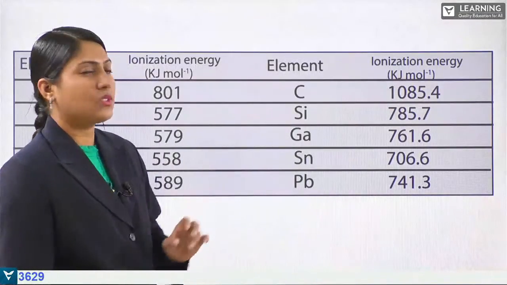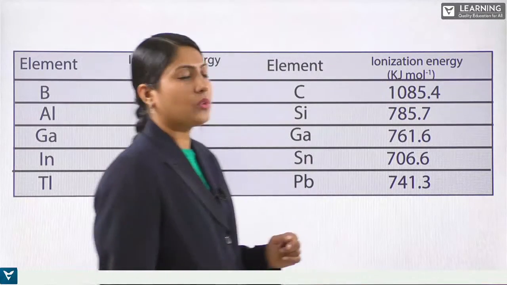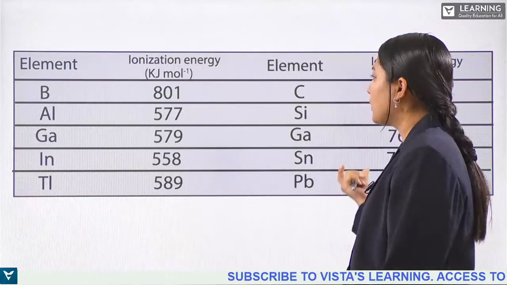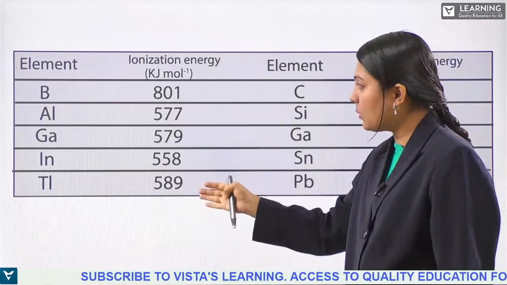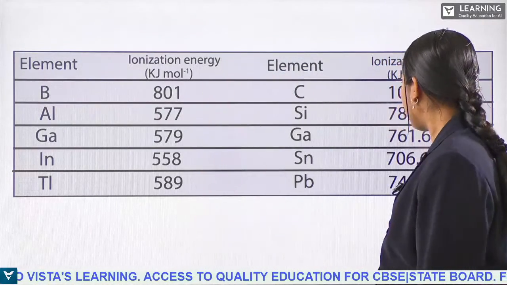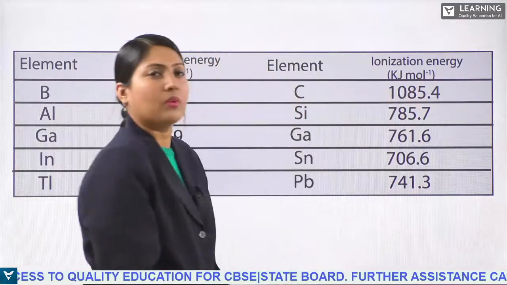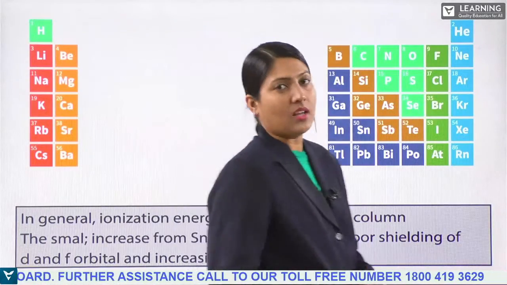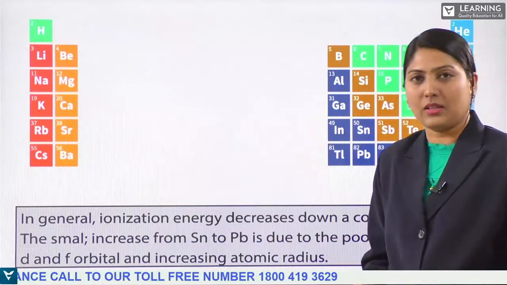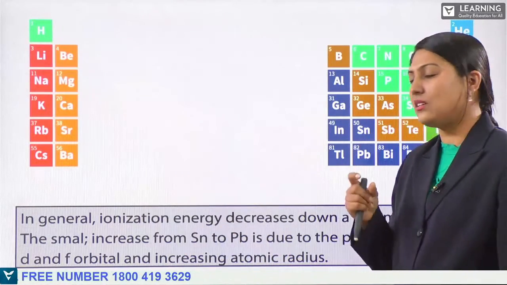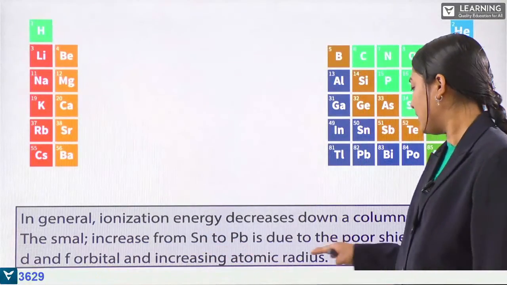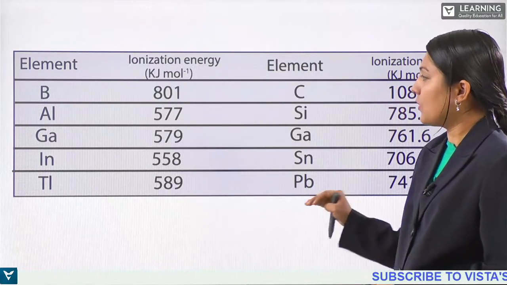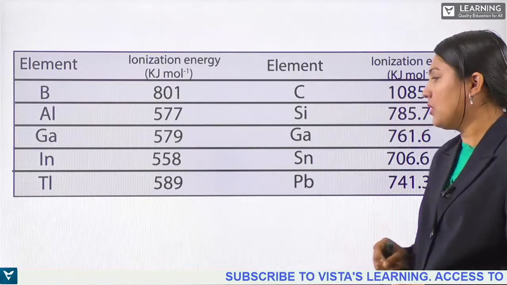And ionization energy, if you see here, for the 14th group element compared to that of the 13th group element, will be higher. But down the group, it decreases, and the same thing happens with the 14 group elements also. Down the group, ionization energy decreases. As we say in general, ionization energy decreases down a column, and the small increase from tin, or stannous, to plumbum is due to the poor shielding of the inner core electrons. Got it? So you can see here from tin to lead.